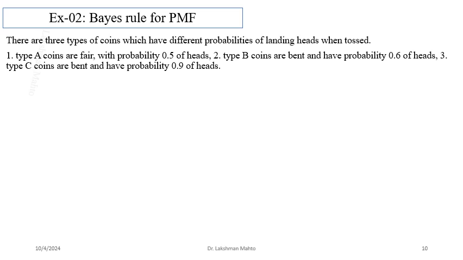So type A coins are fair. That means what is the probability? 0.5. Type B coins are bent, a little bit bent, having probability 0.6. And type C coins are also bent, having probability 0.9. P1 is 0.5, P2 is 0.6, P3 is 0.9. So three different coins.